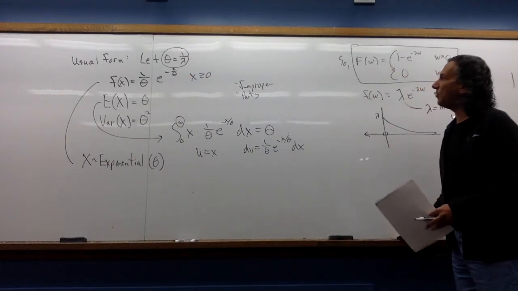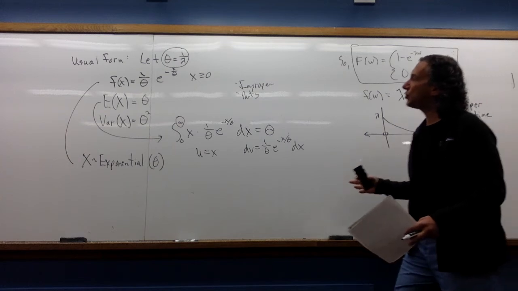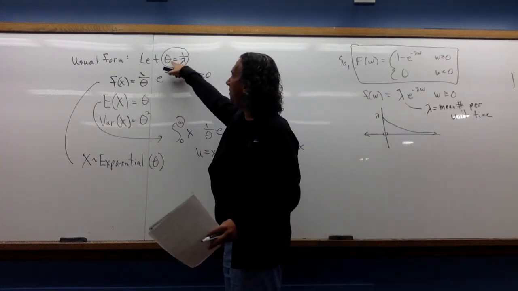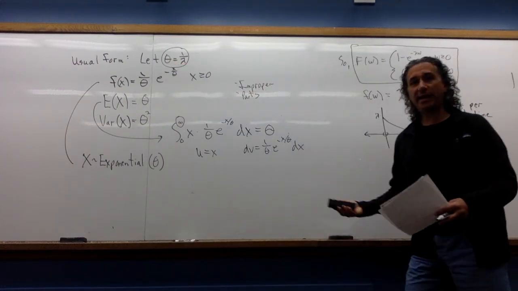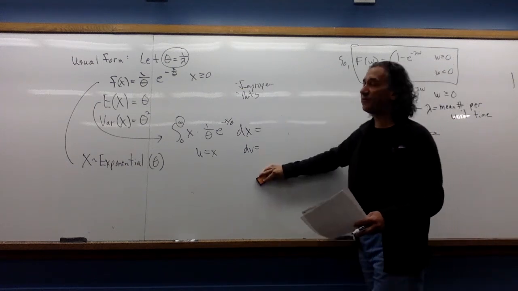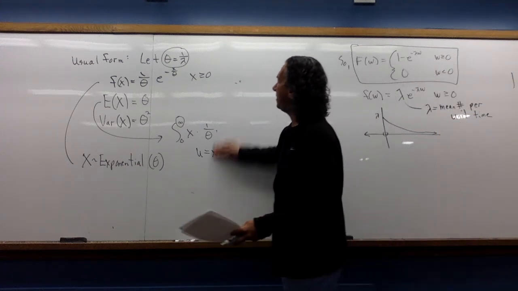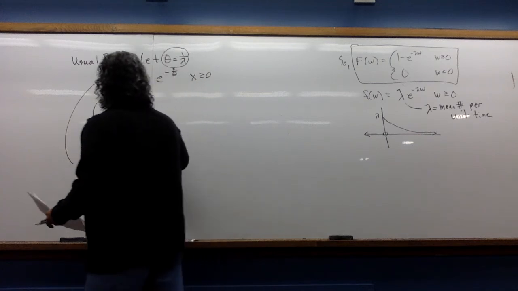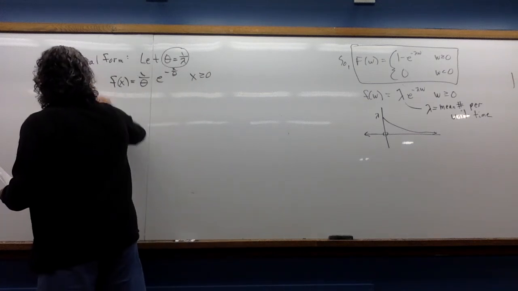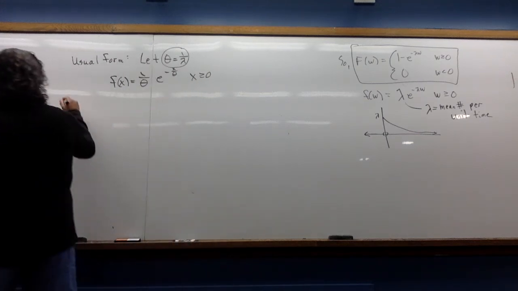So why do you even need both? Well, questions might be posed in terms of the mean number. They also might be posed in terms of the waiting time. So depending on what information you're given, it might be more fruitful to think of it one way or another. Let's do a couple of examples.